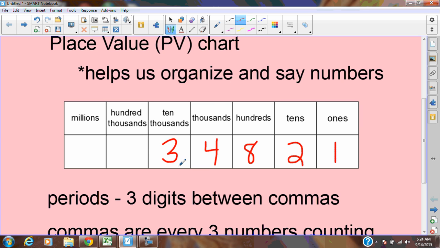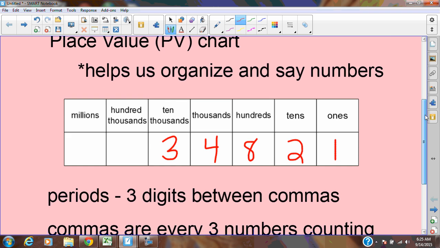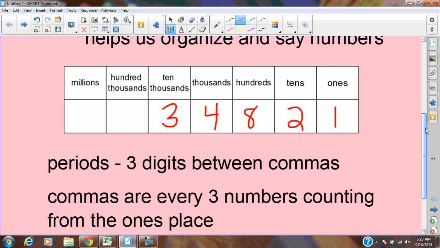So we have 34,821. Numbers are normally said by the periods that they're in. The periods are 3 digits between commas. Well, where do commas come? They're every 3 numbers counting from the ones place. So if I was going to put commas into this number, I would count from the ones place, 1, 2, 3, and I would put a comma here.